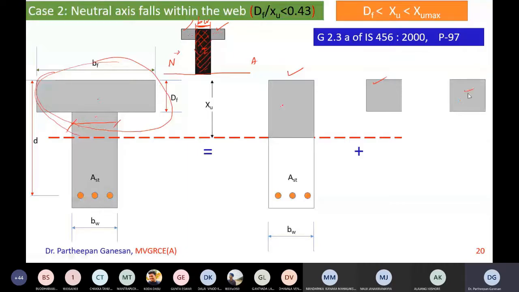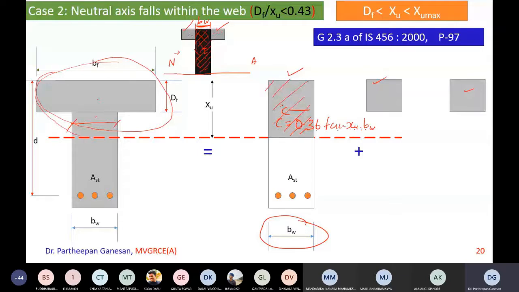Now, for a rectangular section, I already know the formula. C is equal to 0.36 fck xu B, but instead of B it will be bw because this width is bw now, right? Is there any doubt in this one? For this rectangular portion, I already know the formula from the code, and we have also derived it so far. C will always be equal to 0.36 fck xu into bw.